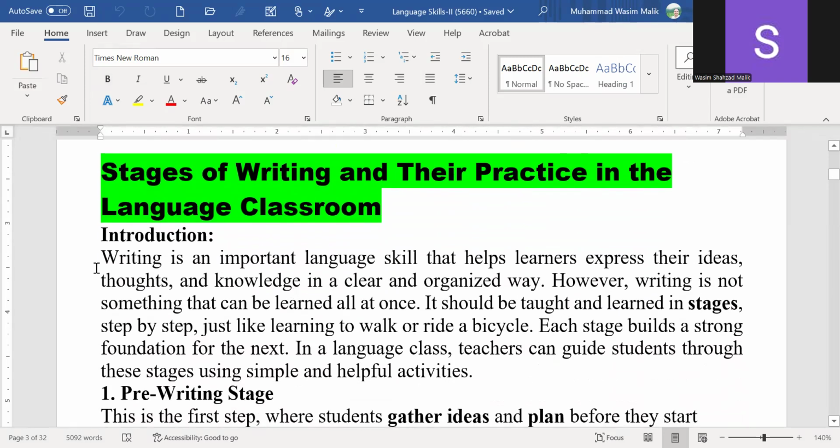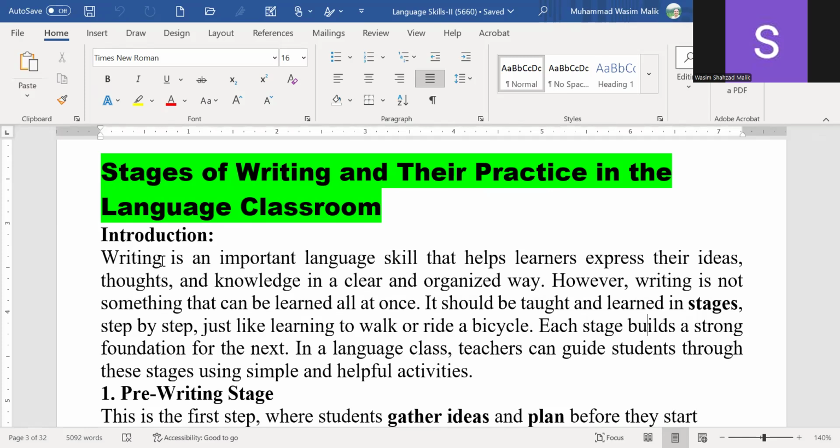First of all, we are going to discuss its introduction. Writing. Writing is an important language skill that helps learners express their ideas, thoughts, and knowledge in a clear and organized way. However, writing is not something that can be learned all at once. It should be taught and learned in stages, step by step, just like learning to talk or ride a bicycle.